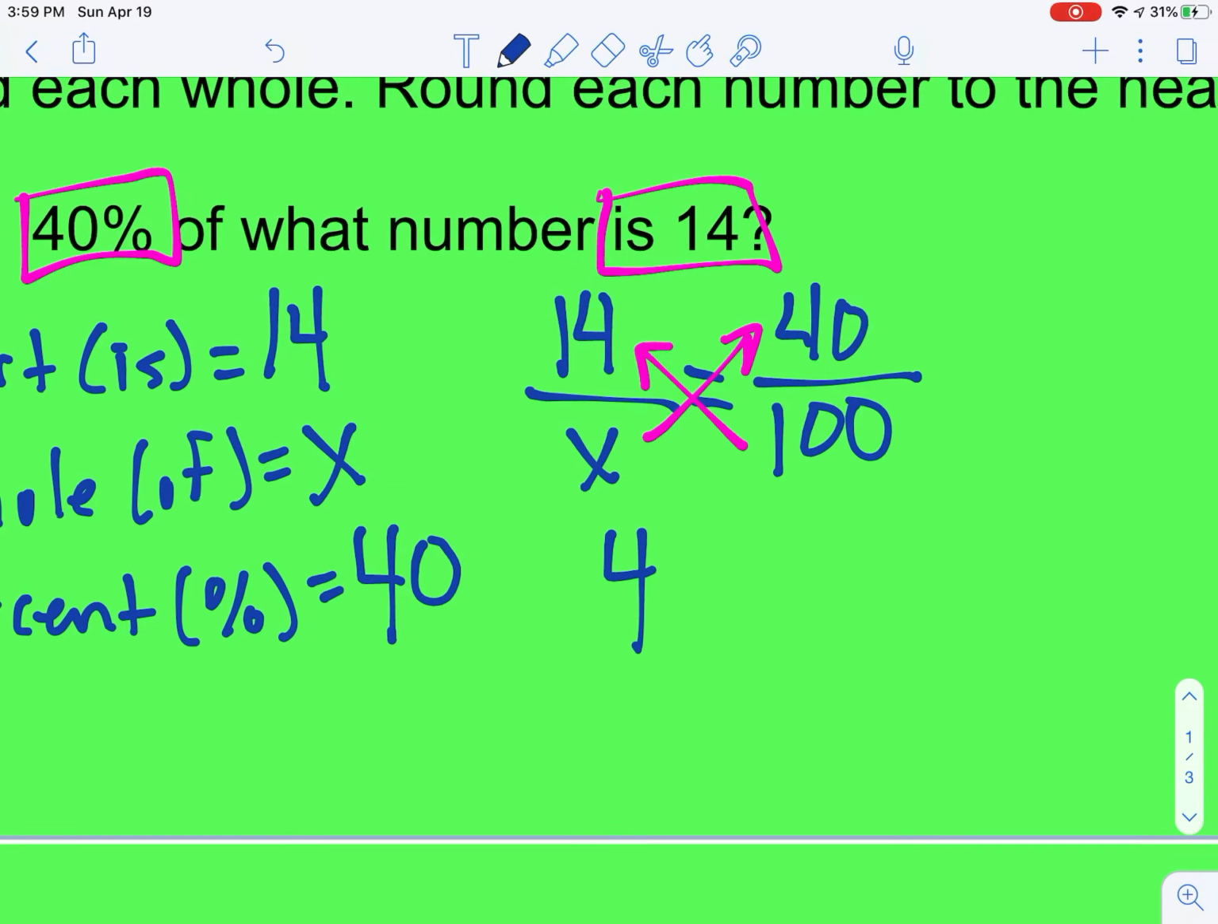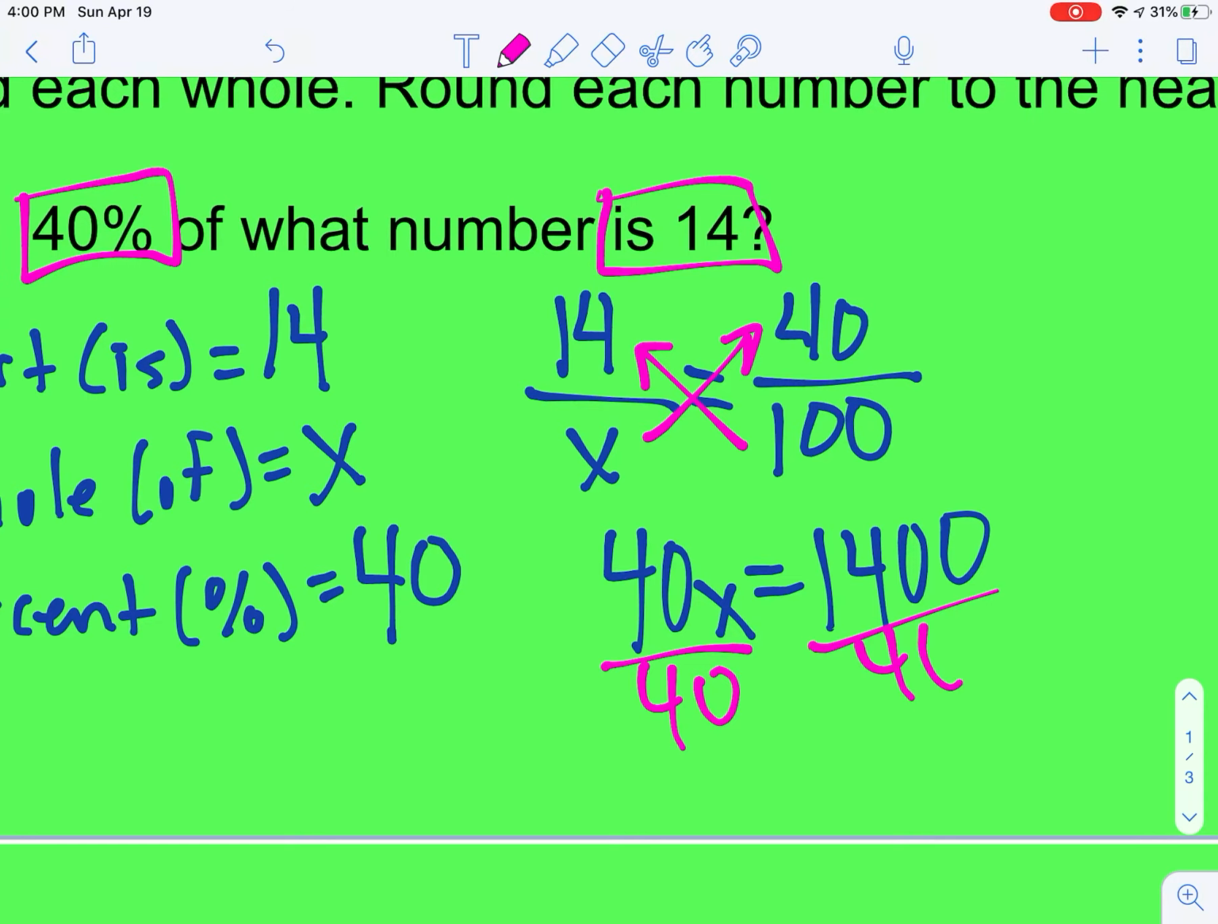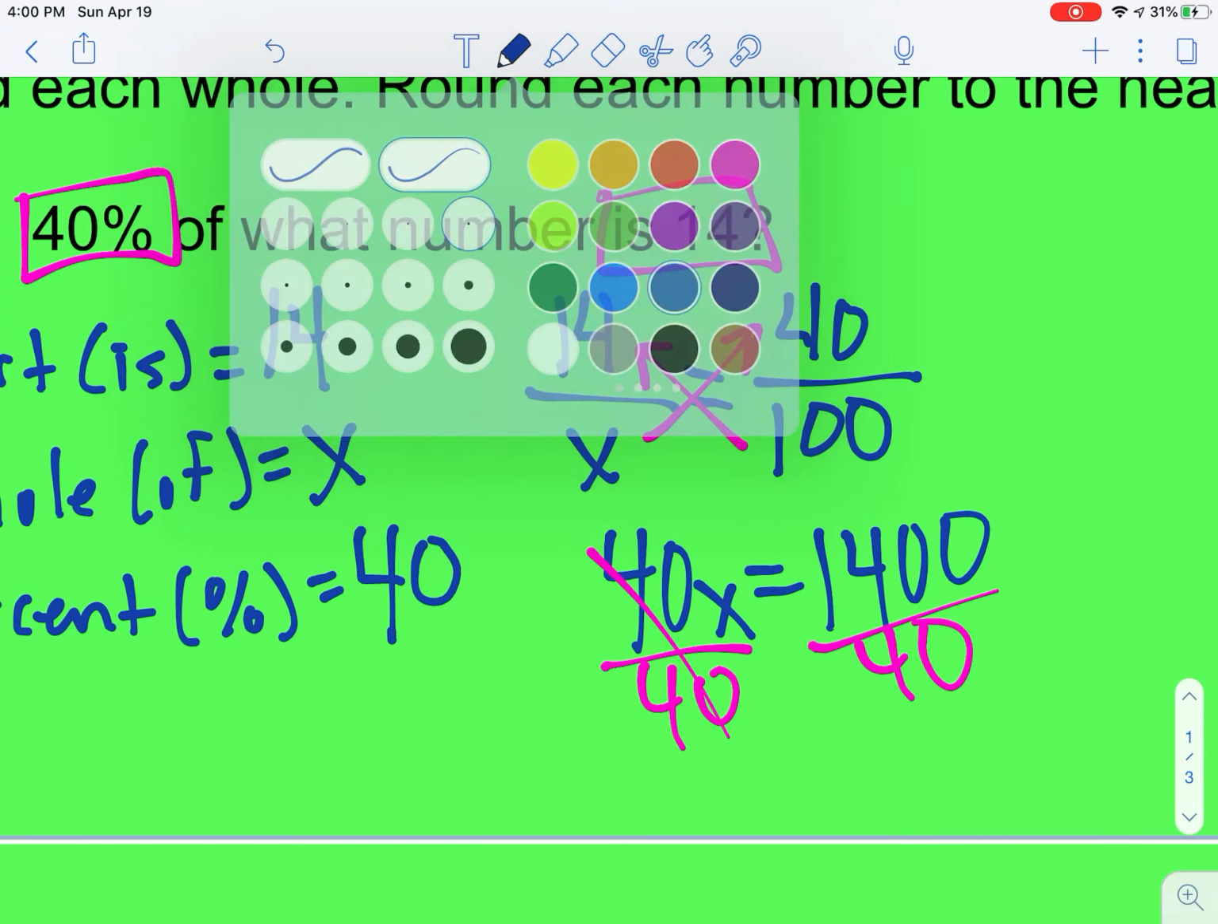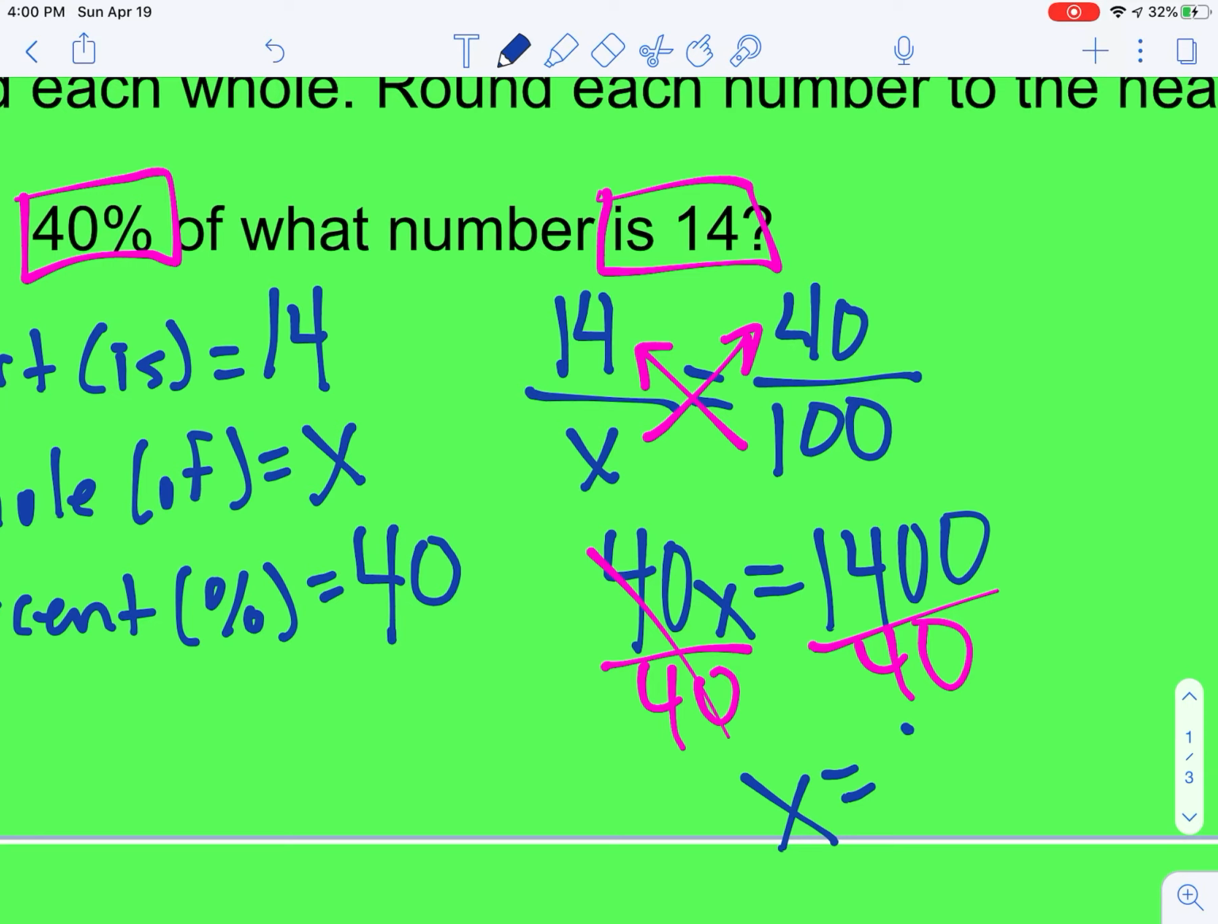X times 40 is 40x. And 100 times 14 is 1,400. Now I divide. This time I'm dividing by 40. And I end up with x equals 35.